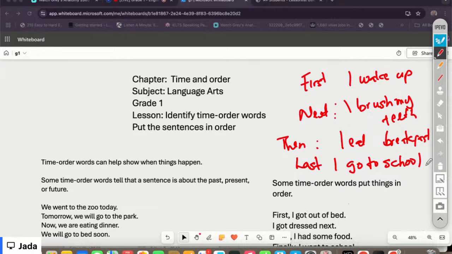Okay, so this is a time order in which something is happening. So it's an order, for example, you wake up, brush your teeth, eat breakfast, go to school. So this is telling us the time order in which something happens. All right. So that's what we have as time order, the order in which you do something.